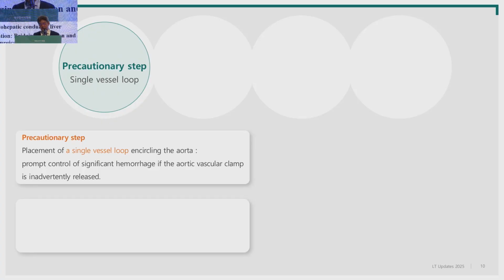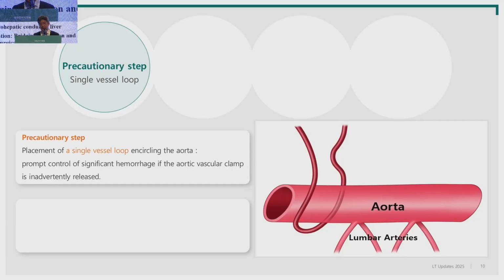As a precautionary step, the placement of a single vessel loop encircling the aorta just proximal to the aortic arteriotomy is recommended. This facilitates prompt control of significant hemorrhage if the aortic vascular clamp is inadvertently released.